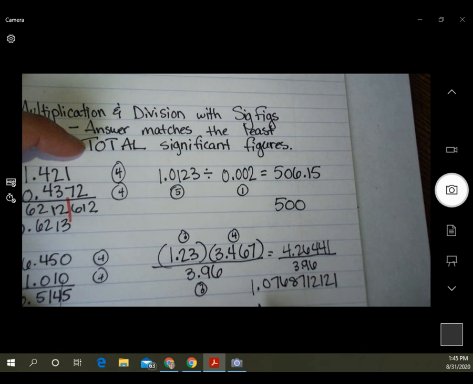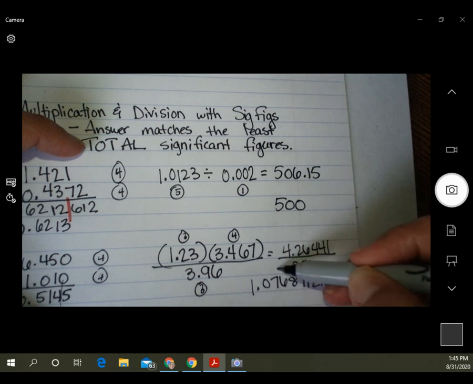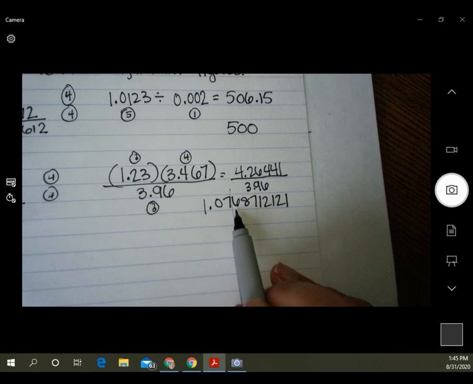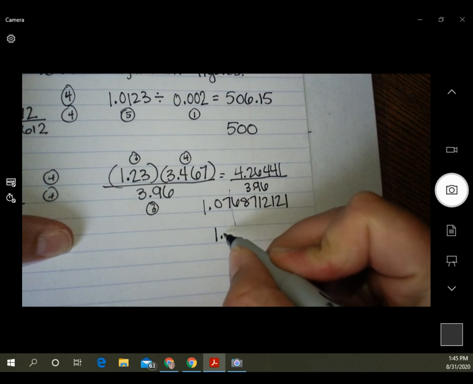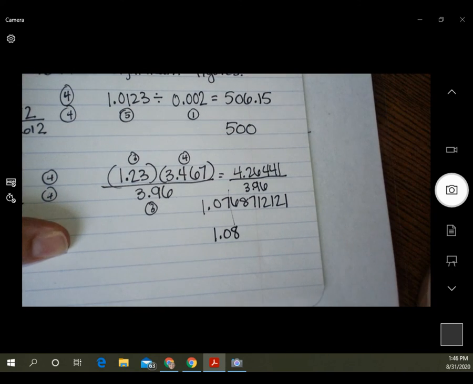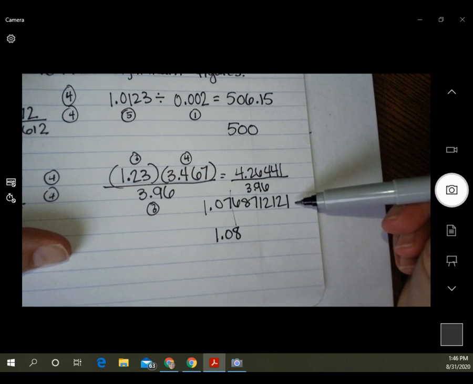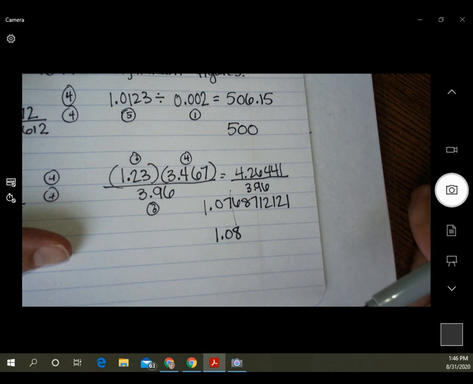So I come back to this problem. 1, 2, 3. Here's where I'm going to chop it off. What does the 6 tell the 7 to do? To go up. So 1.08 is our answer. All right, so this is a really good example of that question: how do I know where to round it off to? You count the significant digits.